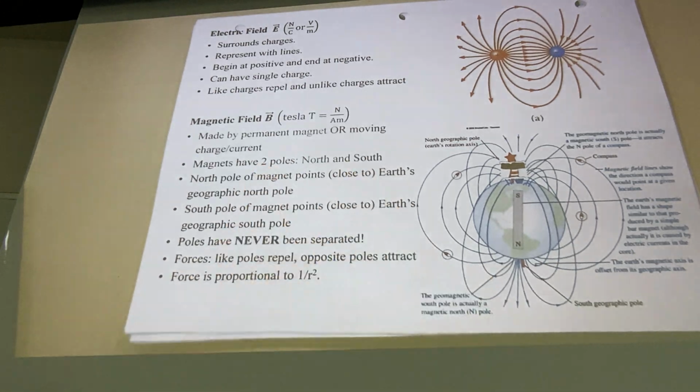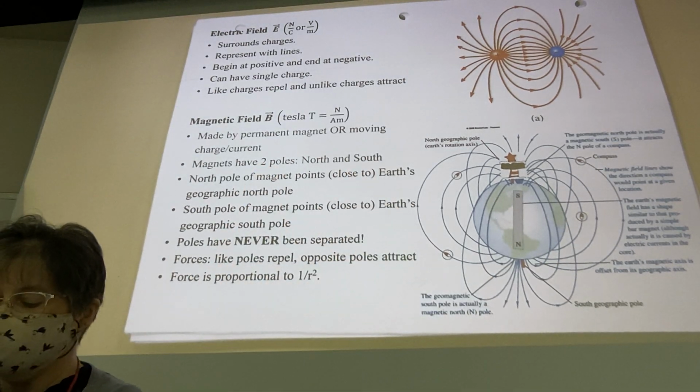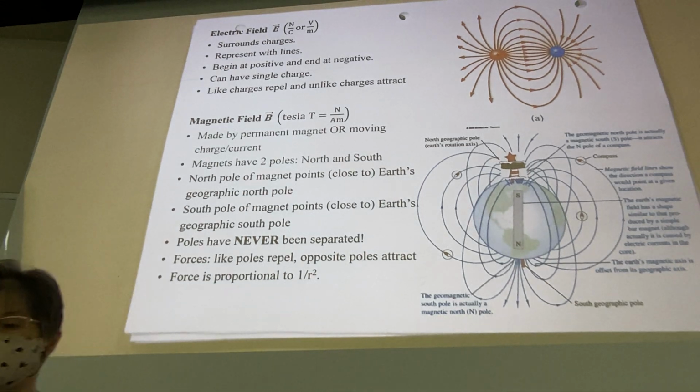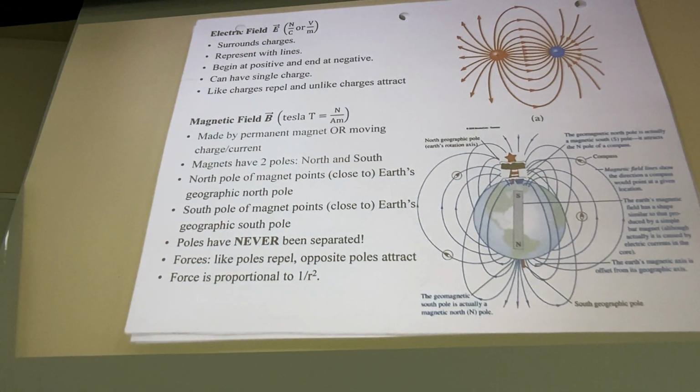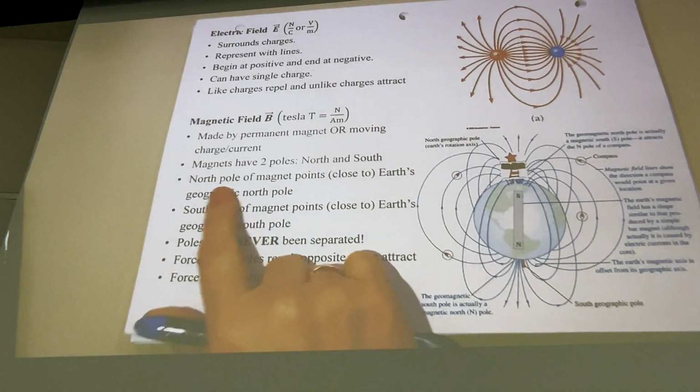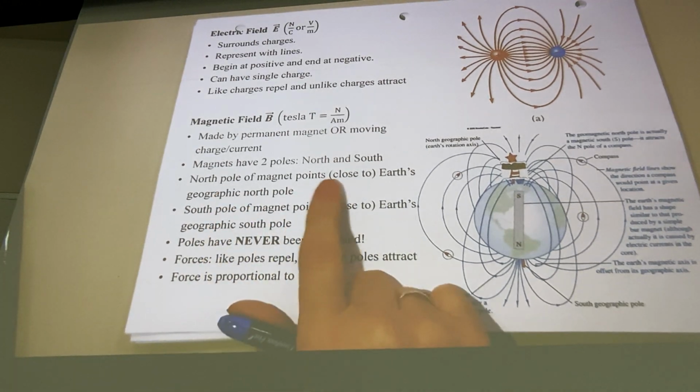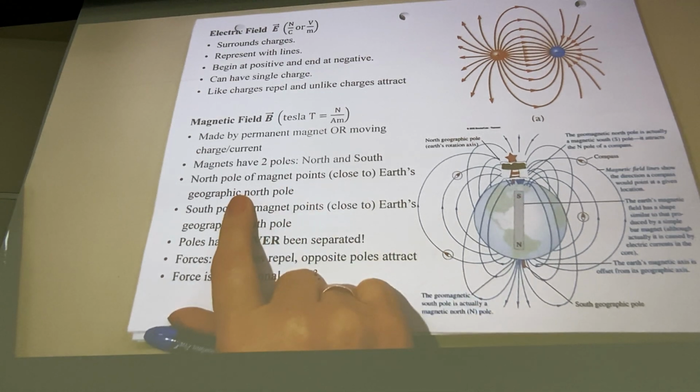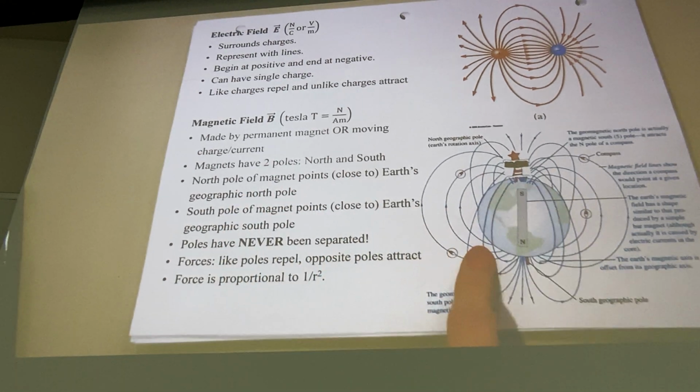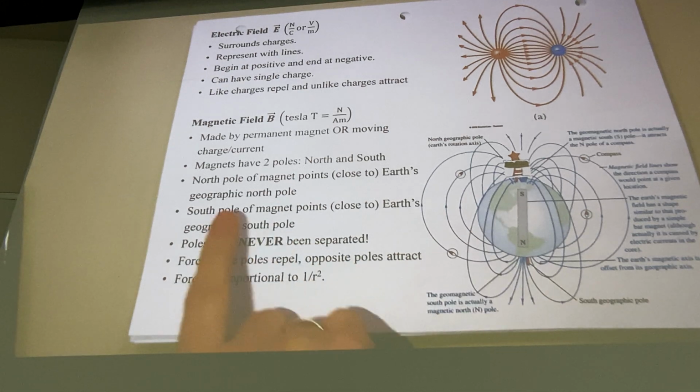We know that magnets have 2 poles. When you see a magnet, it often looks like this. You've got a north pole and a south pole. The north pole is the red one, the south pole is the blue one. The north pole of a magnet points close to Earth's geographic north. So the Earth is a giant magnet itself.